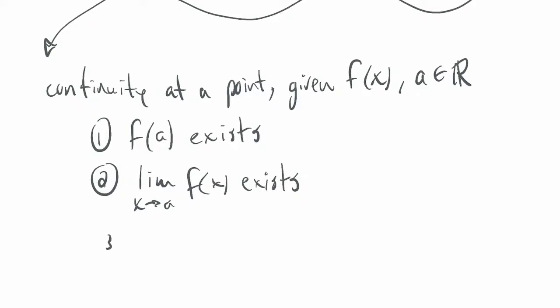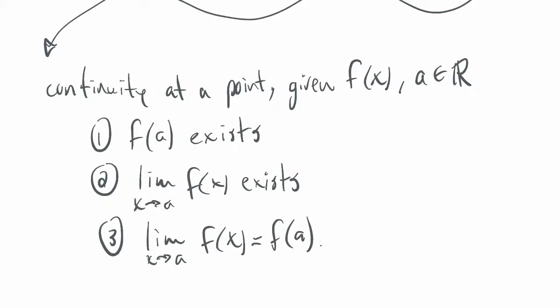So part 3: the limit and the function need to agree. You need the limit as x goes to a of f of x to equal f of a. Okay. So these three conditions must hold in order for you to have continuity at a point. Okay, so we'll look at a few examples.